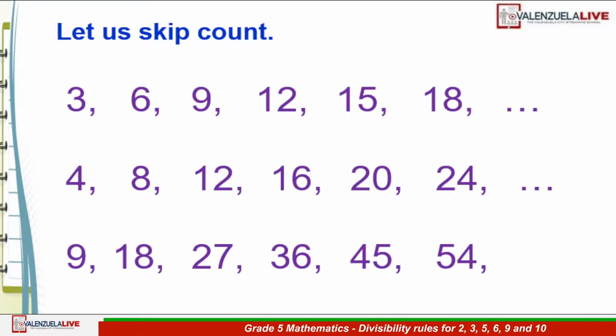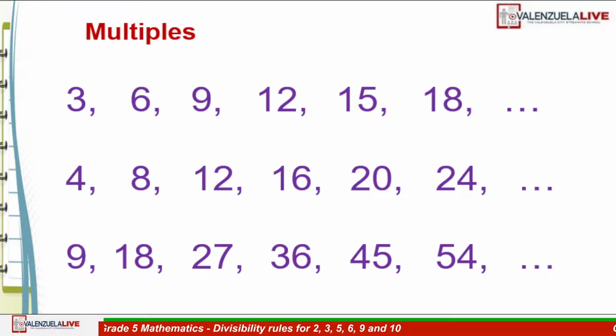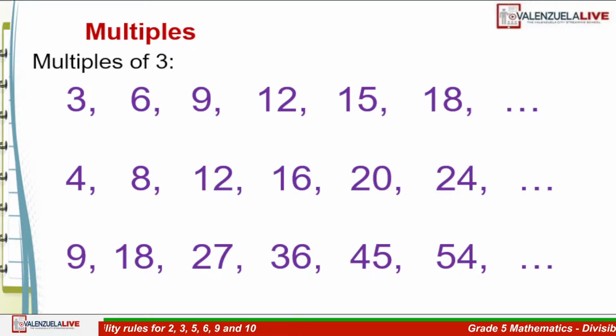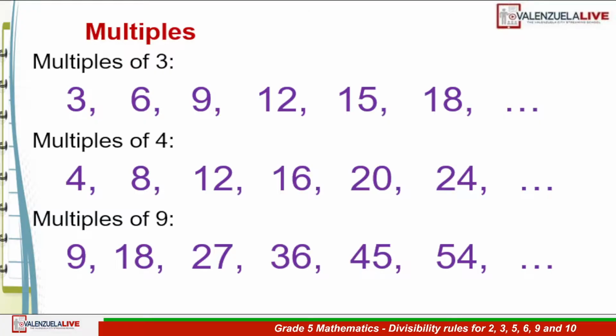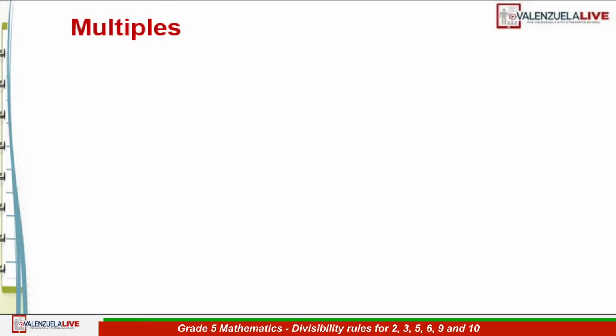Okay. What can you say about these sets of numbers? Okay. These are what we call multiples. The first set of numbers are what we call multiples of 3. How about the next one? Of course, it is a multiples of 4. And lastly, we have a multiples of 9. What is a multiple? Let's find out.